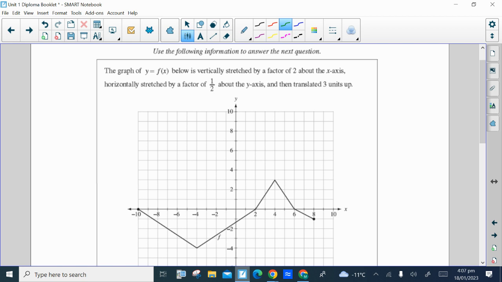So let's take the key points on this graph. This graph starts at -10, 0. All right, if we horizontally stretch by a factor of 1/2, you're going to take half of the x value, and vertically stretch by a factor of 2, you're going to multiply the y value by 2. Now in this case here, 0 times 2 stays 0. And then it has to go up 3 units. So when you add 3 to the y value, it'll become positive 5.